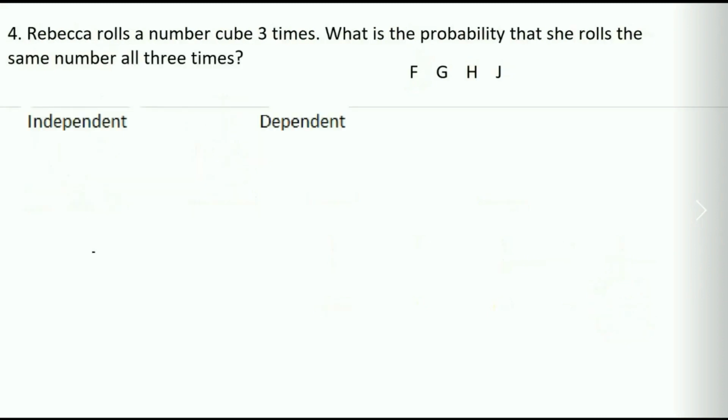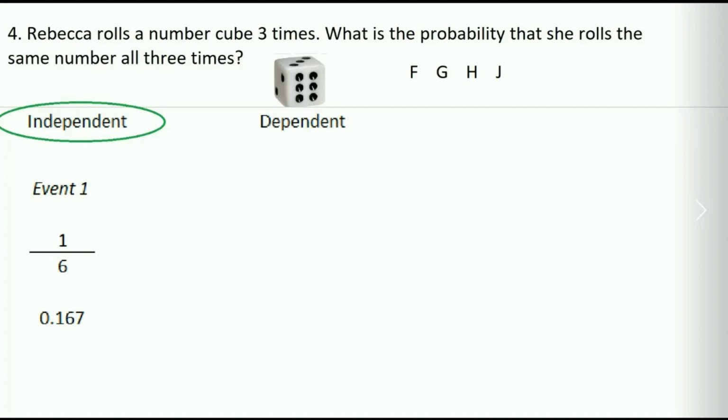Moving on. This is number 4. Rebecca rolls a number cube 3 times. And by the way, a number cube looks like this. If there's 2 of them, we call them dice. What is the probability that she rolls the same number all 3 times? Well, this is a set of independent events because you can't rip whatever number you pick off the die when you finish rolling it. So each time you roll, it's going to have the same number of choices available. So that's why it's independent.